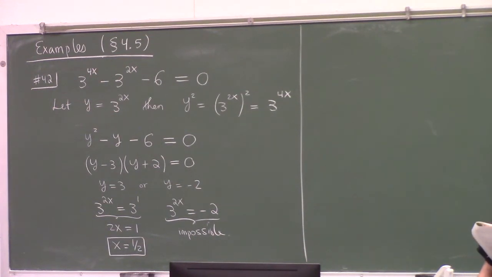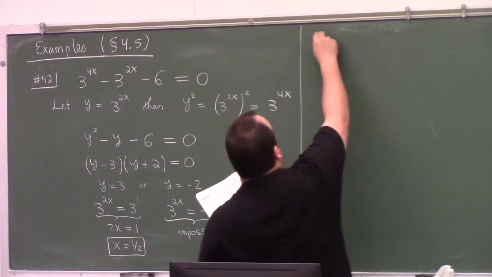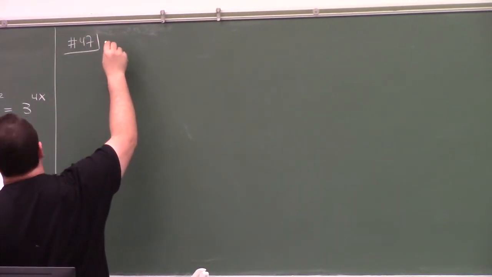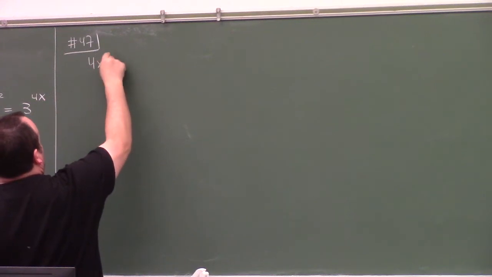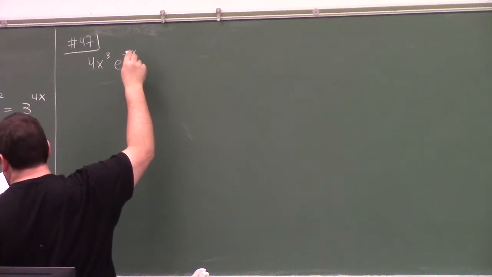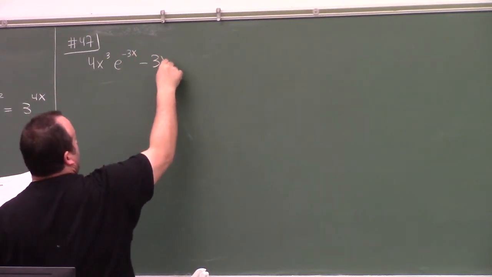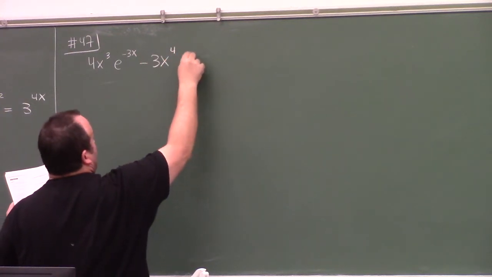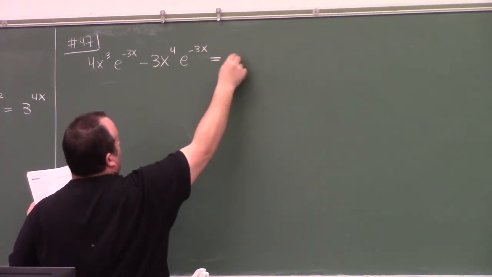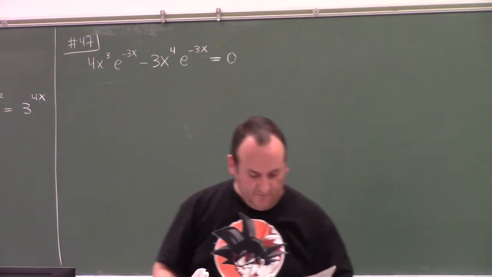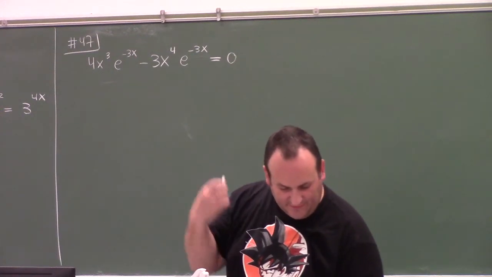Let's see if we can work number 47. So number 47, we've got 4x cubed e to the minus 3x minus 3x to the fourth e to the minus 3x equals 0. So any advice you guys got for me about this problem? Not in life in general.